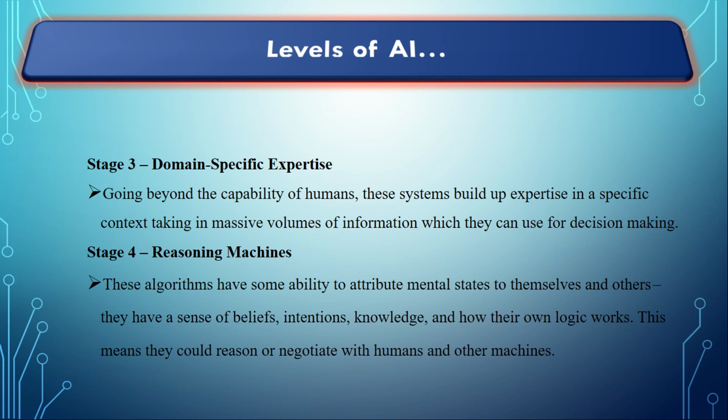The next one, the fourth stage, is reasoning machines. The algorithms have the ability to attribute mental states to themselves and others. They have a sense of beliefs, intentions, knowledge, and have their own logic, just like everyone else.